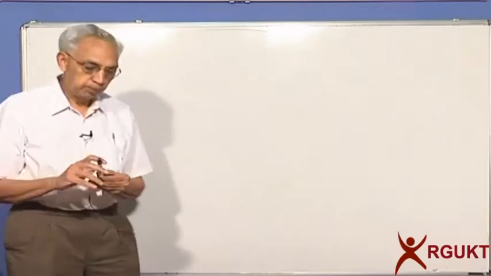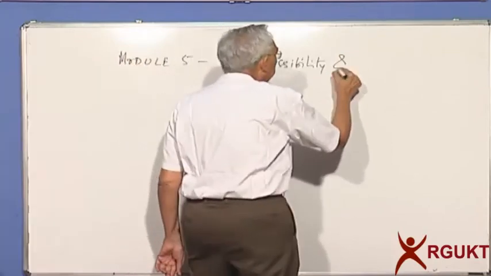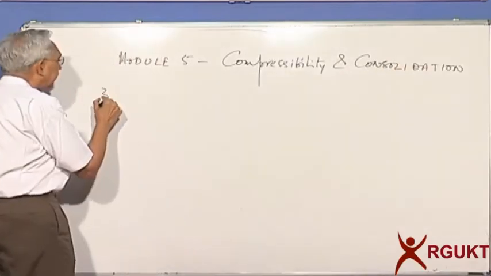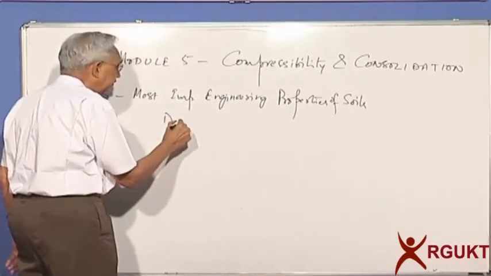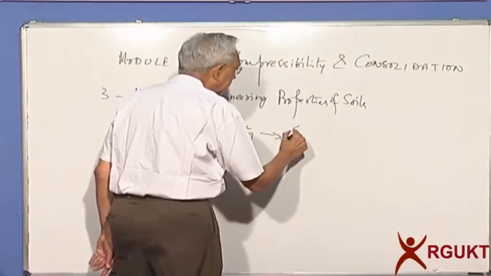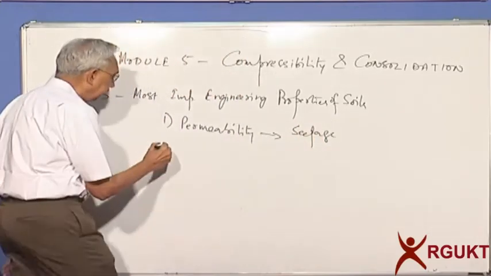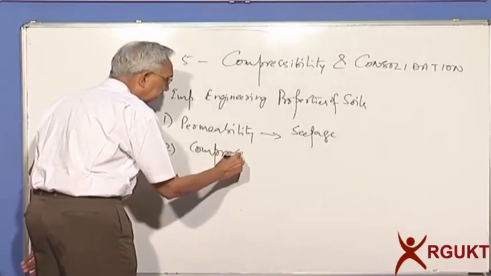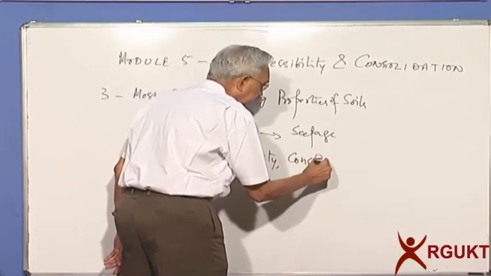The most important engineering properties of soils are, and we will come to compressibility and consolidation. The three most important engineering properties are, one is permeability, which we have studied just now. It's an engineering property that leads to the phenomenon of seepage, the flow through the soil. Second is the other important phenomenon or process, compressibility, and associated with this we have a phenomenon called consolidation.